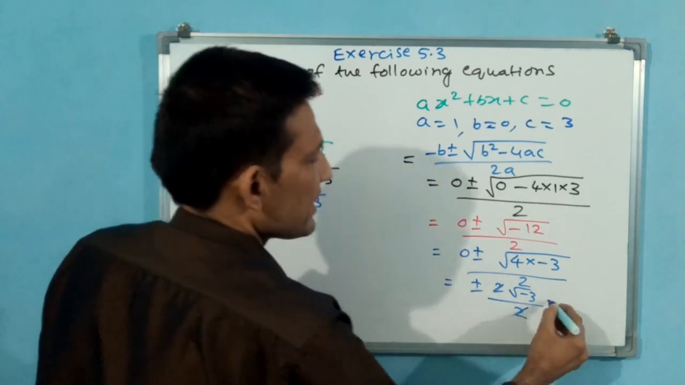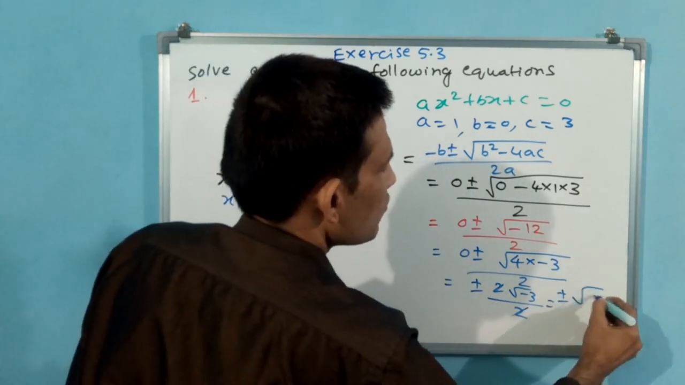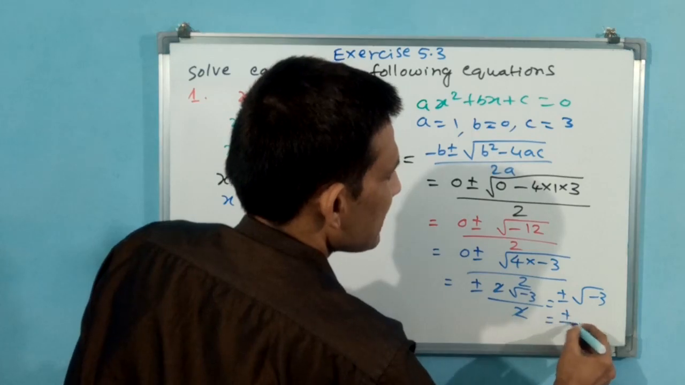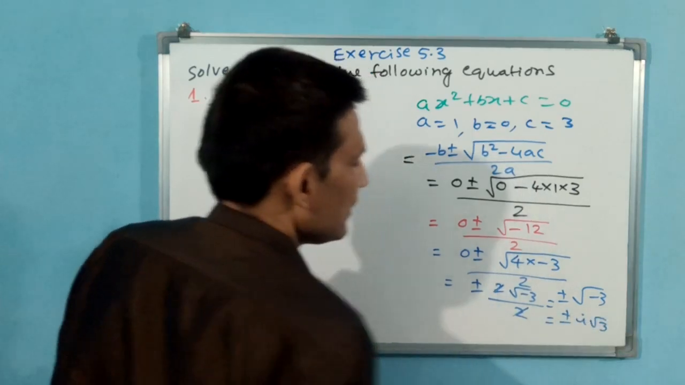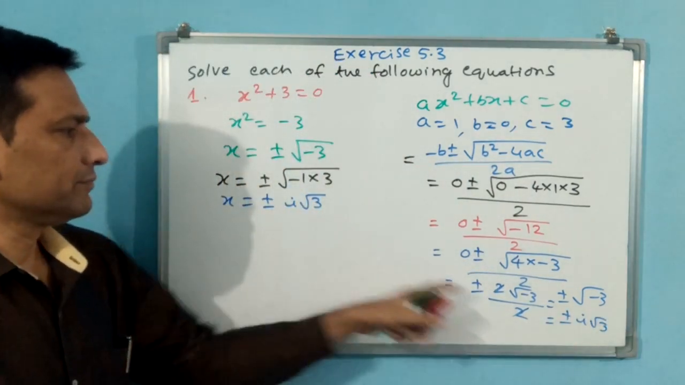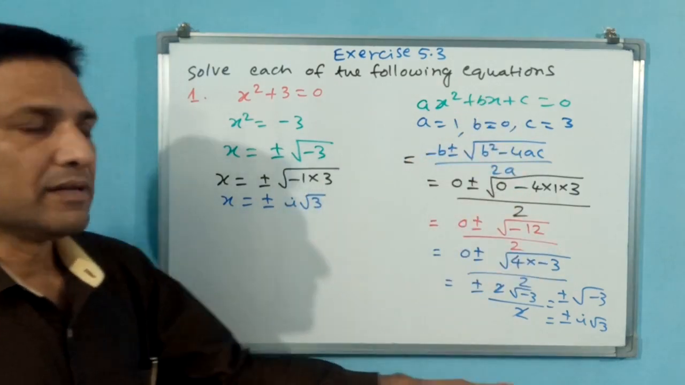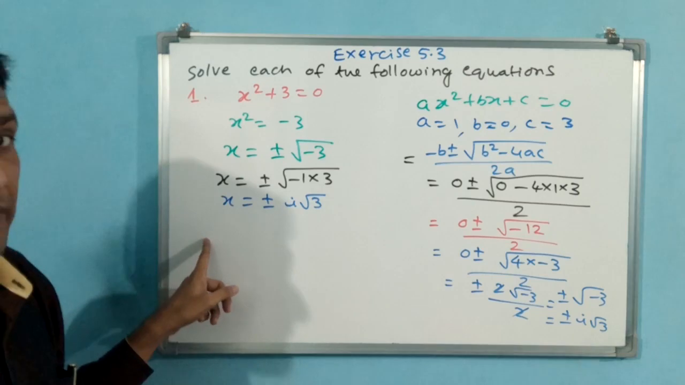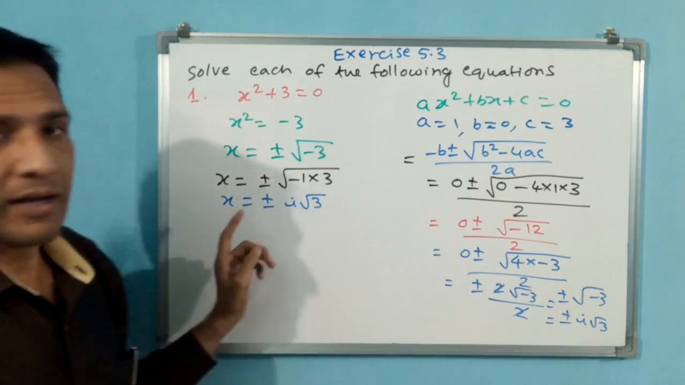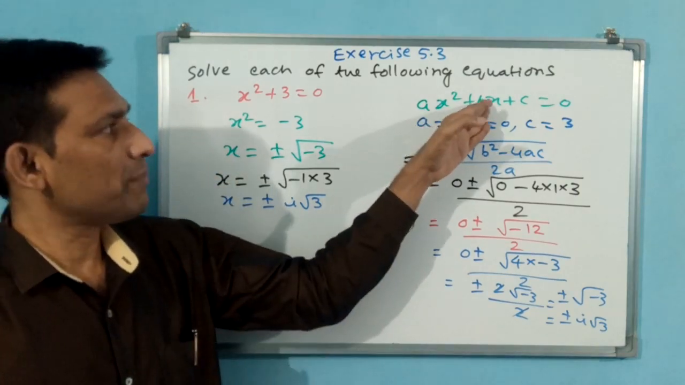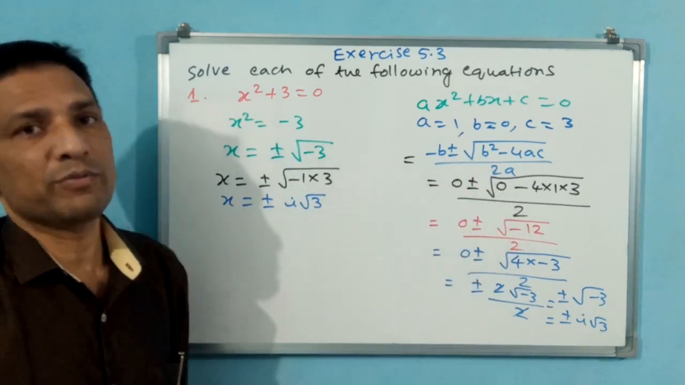Now 2 is going to get cancelled. Again plus or minus root minus 3, that is equal to plus or minus i root 3. The same answer is going to come. Okay. But this procedure takes long. This procedure is easy, but it is not applicable for all. Why? Because see, if ax square plus bx is there, then you have to follow this procedure.